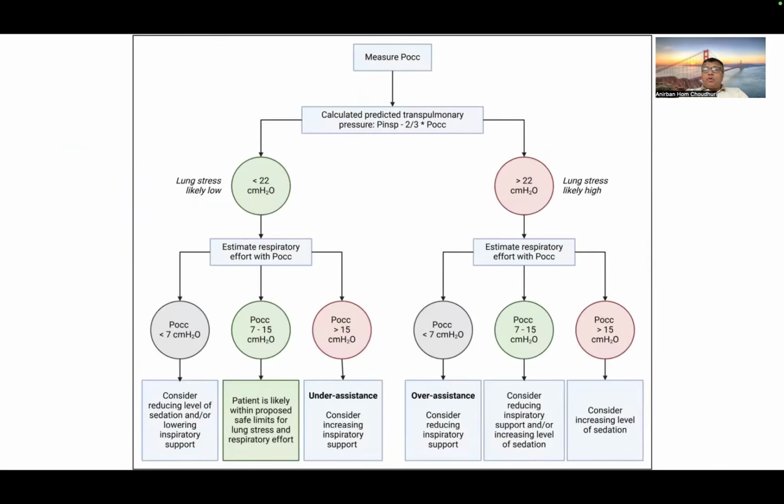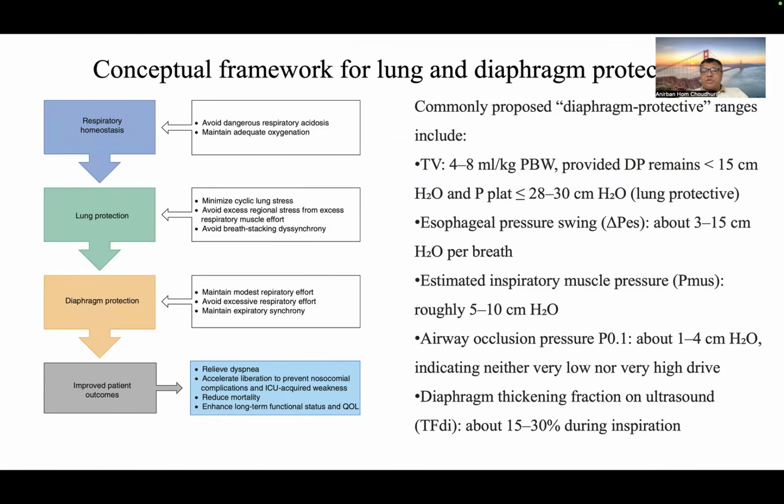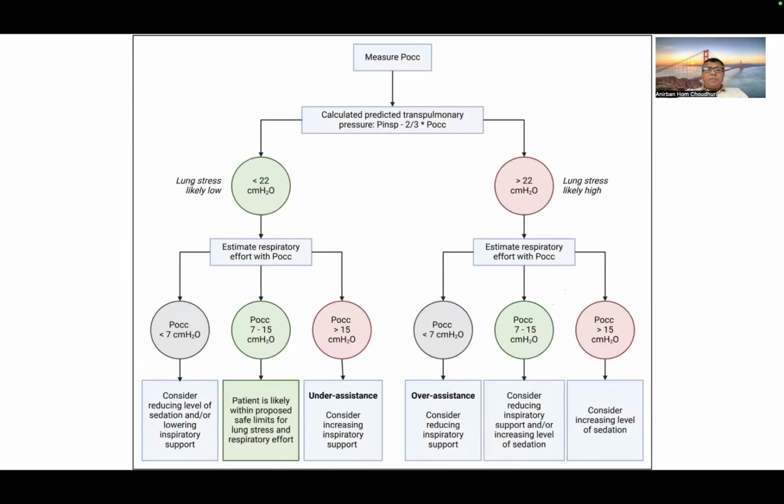So in order to go for an algorithmic approach, it is suggested that we measure the occlusion pressure. As I have mentioned, the airway occlusion pressure should be in the range of 1 to 4 centimeters of water. And by measuring the occlusion pressure, we can calculate the predicted transpulmonary pressure, that is, the inspiratory pressure minus 2/3 of the occlusion pressure. That will give the predicted transpulmonary pressure. If it is less than 22 centimeters of water, lung stress is less likely. If it is more than 22 centimeters of water, lung stress is more likely.